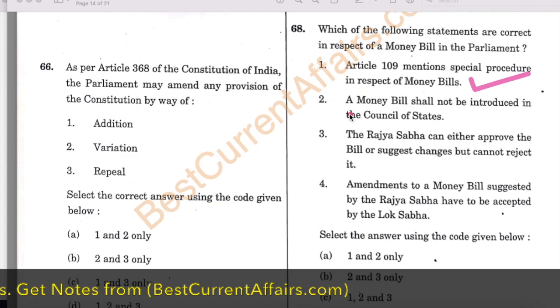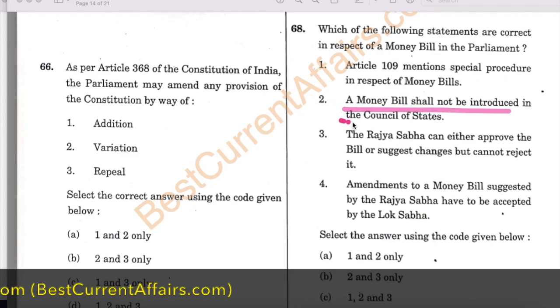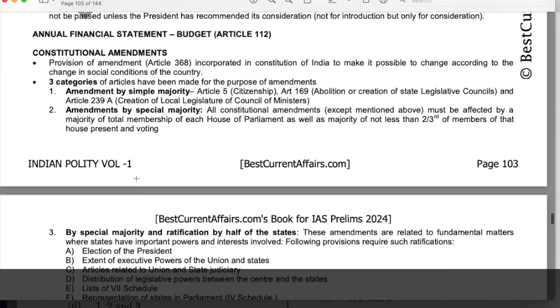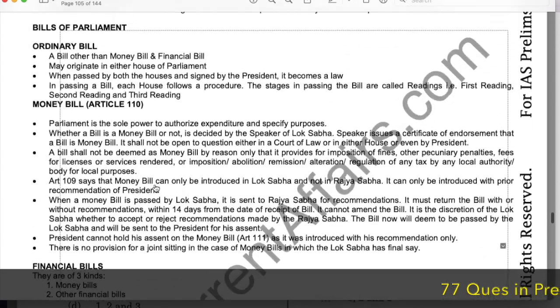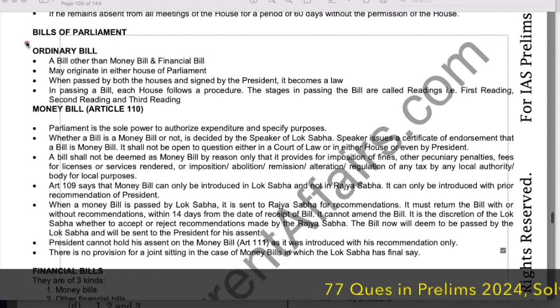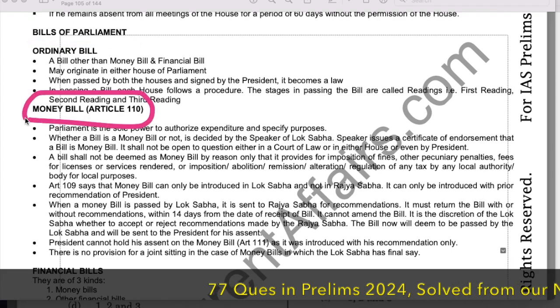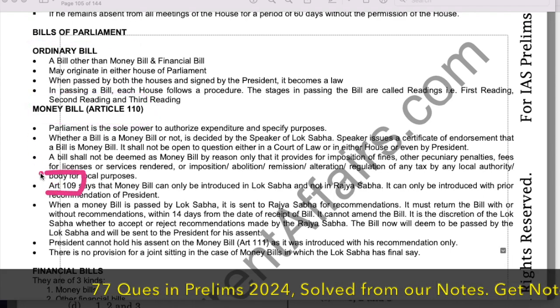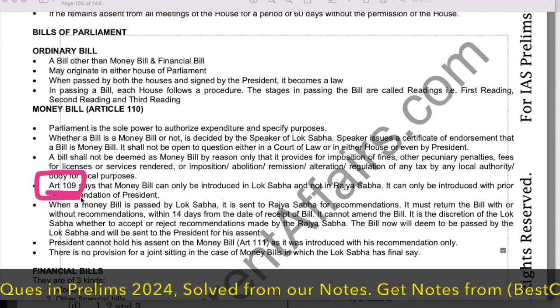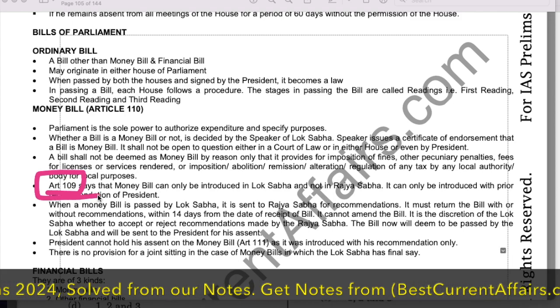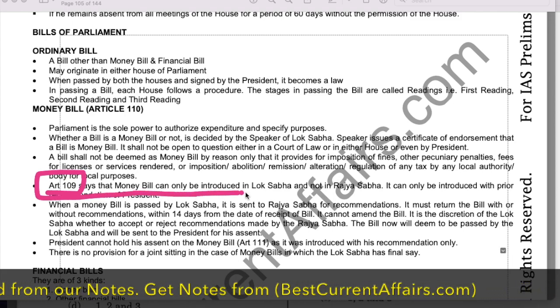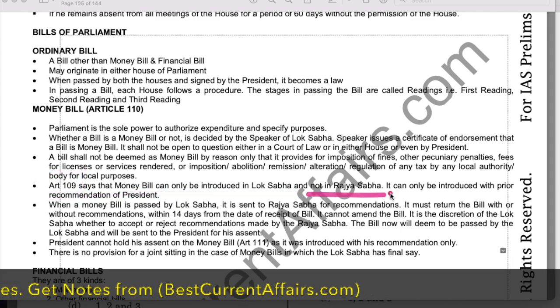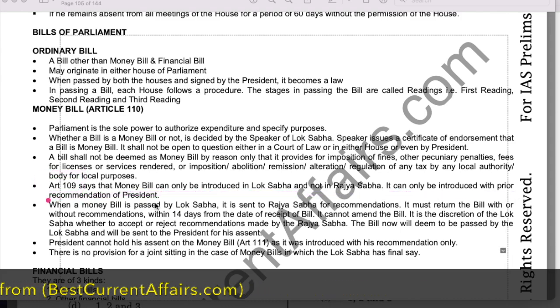And the first statement is that Article 109, it mentions special procedure in respect of money bills. This statement is correct. A money bill shall not be introduced in the Council of States or Rajya Sabha. It is also correct. Now see, this is our Indian polity booklet, volume 1 for ICE Prelims 2024, on page number 103. Here it is mentioned, bills of the parliament and the money bill. Here in this line it is mentioned that Article 109, it mentions the special procedure in respect of money bills. It says that money bill can only be introduced in the Lok Sabha and not in the Rajya Sabha. It can only be introduced with prior recommendation of the president.